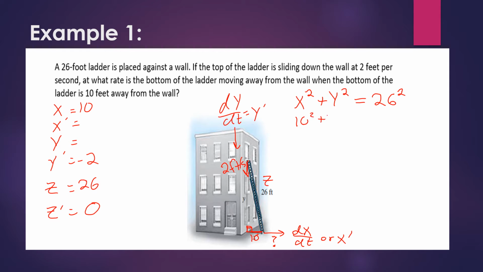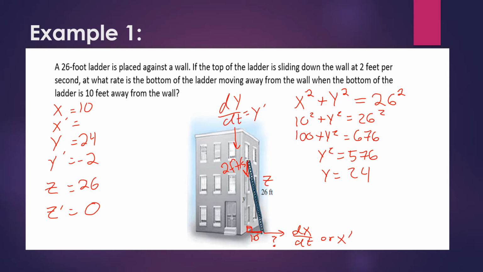So I get 10 squared plus y squared equals 26 squared. And I'm going to use a calculator to figure out what 26 squared is. We're going to have 100 plus y squared equals 26 squared, which is 676. So if we subtract 100, we're going to get y squared equals 576. So y is going to be 24. So the ladder is 24 feet off the ground.